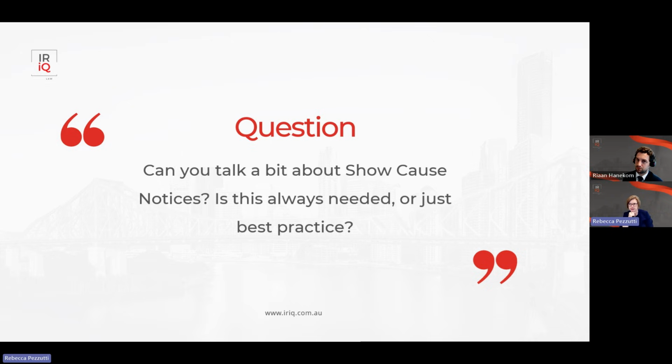It's important that there be no communication that indicates a predetermined outcome before that show cause. But I would generally say yes, always issue a show cause before a termination decision on any grounds. And the Fair Work Commission decisions, I think, reinforce that. Thanks for the question, though.